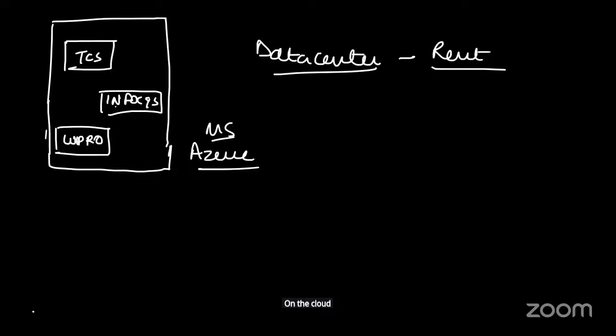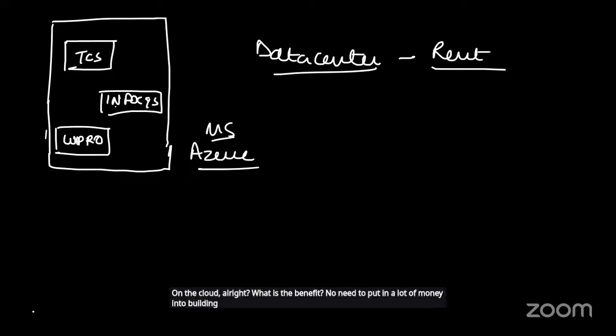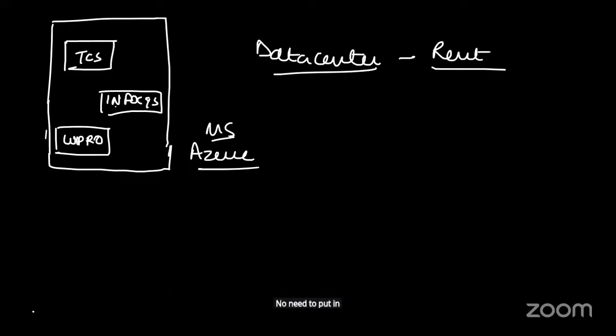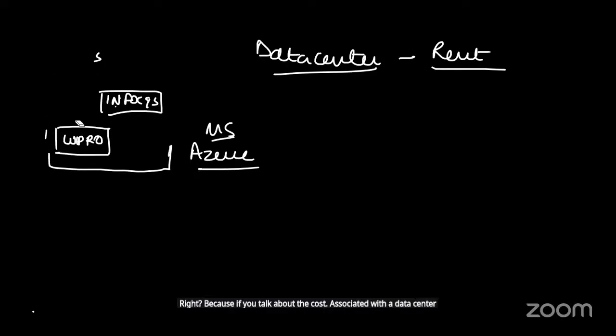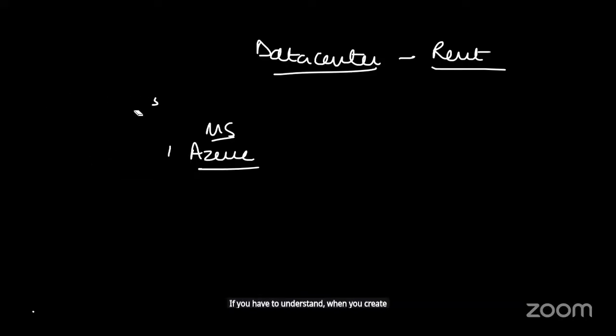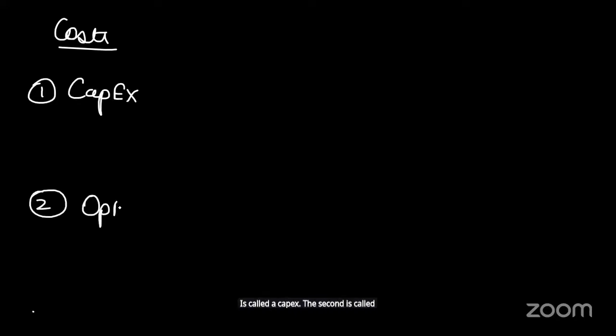All right. What is the benefit? No need to put in a lot of money into building your own data center. No need to put in a lot of money into managing those data centers, right? Because if you talk about the cost associated with a data center, when you create these data centers, whether Azure is creating it for you or you're creating your own data center, there are multiple costs that are applicable. One is called CapEx. The second is called OpEx.